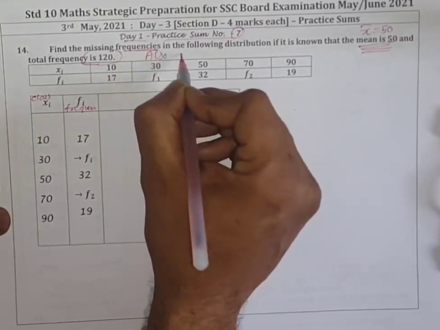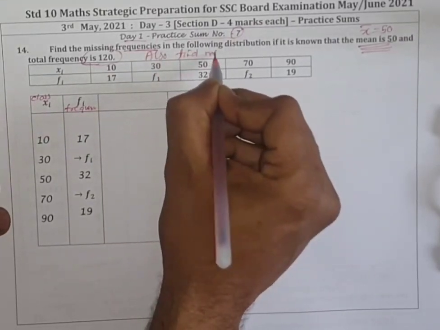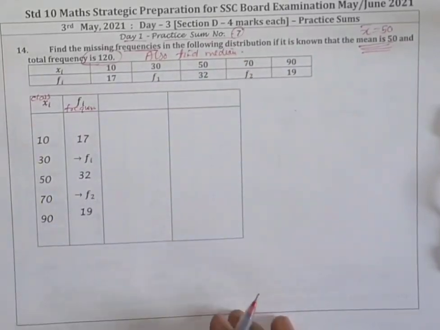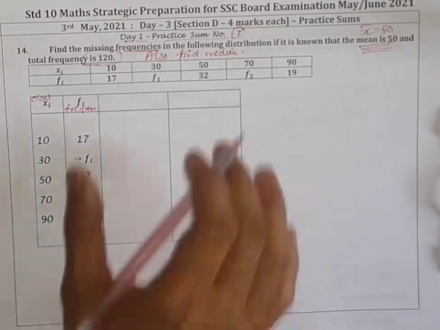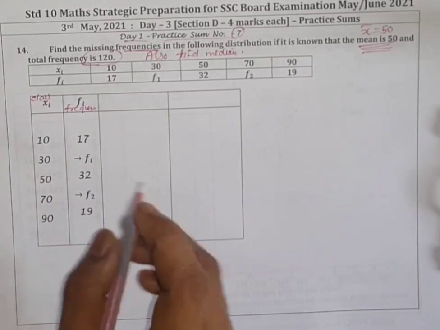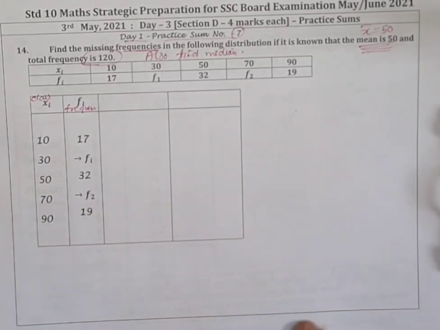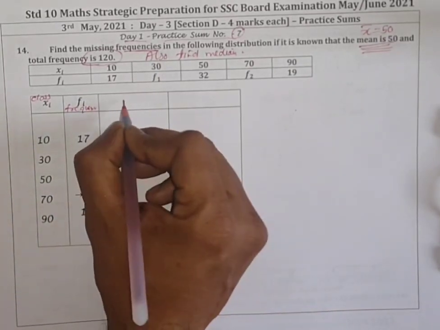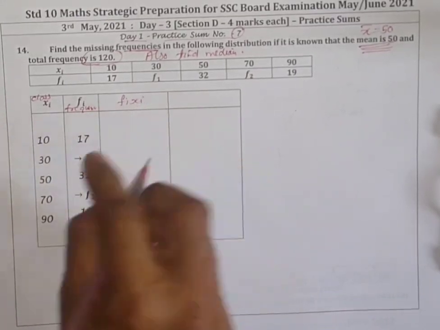Also find the median. वो क्वेश्चन यहां नहीं लिखा है. Also find the median. ओके, चलिए पहले मिसिंग फ्रीक्वेंसी ढूंढेंगे फिर मीडियन. अब क्लास लेंथ एक ही है सो हमारे पास डायरेक्ट मेथड ही है मीन वाली. ओके, सो आई टेक fi into xi.